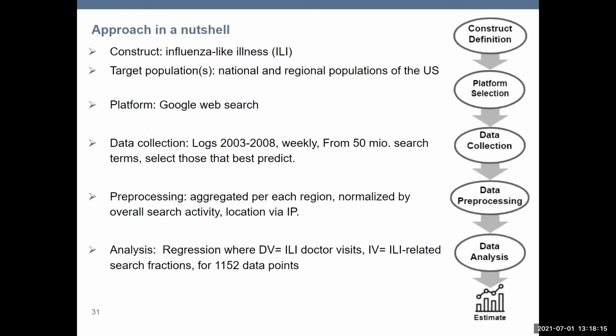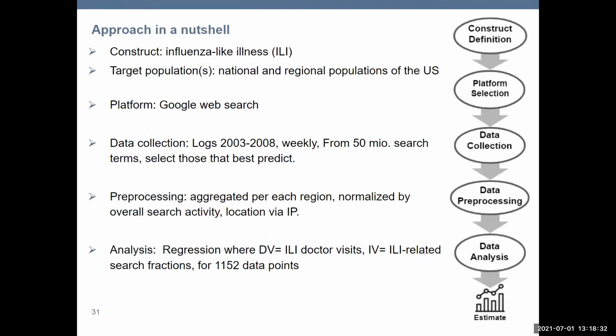So what did they do in a nutshell? And Indira will elaborate on this. They looked at a construct, influenza-like illness, easy enough, straightforward, and the target population would be national or regional populations in the US. And the platform was, of course, just Google Web Search.